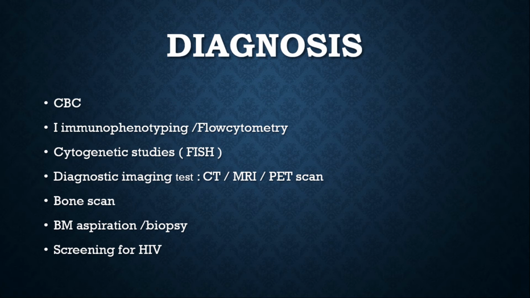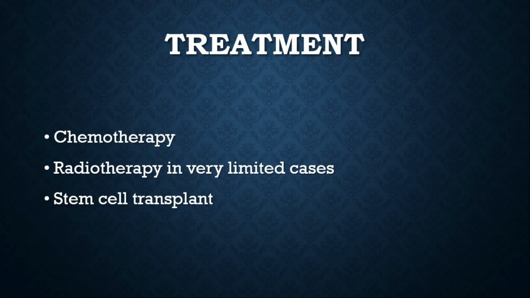How do we diagnose non-Hodgkin lymphoma? We usually start by doing blood tests like complete blood count. We can do as well bone marrow aspiration or biopsy, diagnostic imaging like CT, MRI, or PET scan, immunophenotyping test, flow cytometry, cytogenetic studies by using the FISH test, bone scan and screening for HIV, renal function test, liver function test, all are part of the workup for a patient with non-Hodgkin lymphoma.